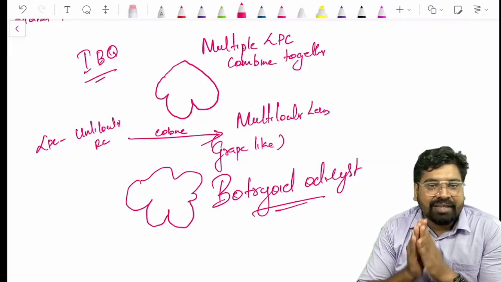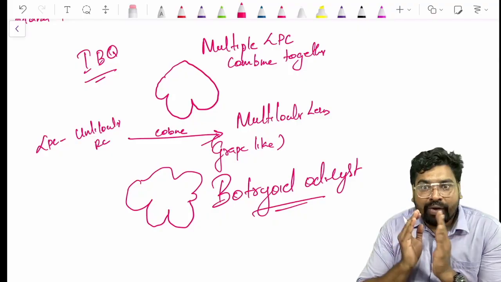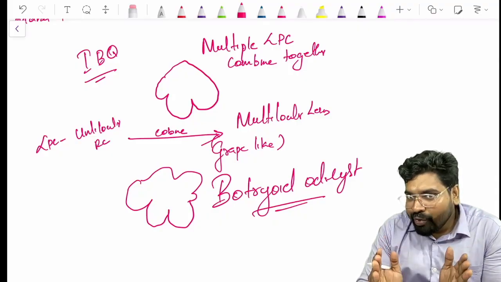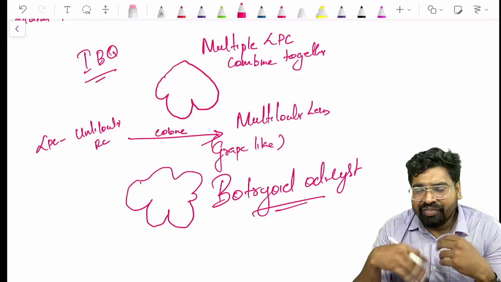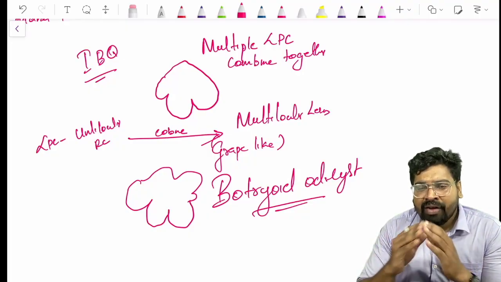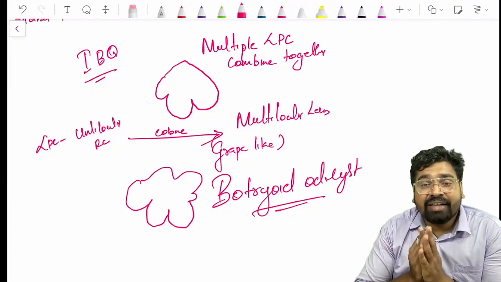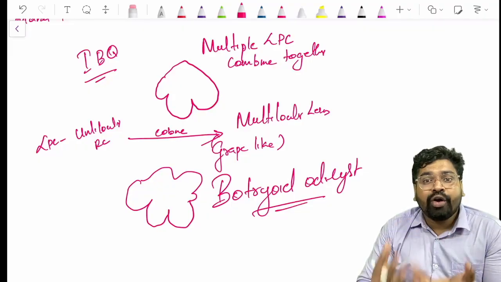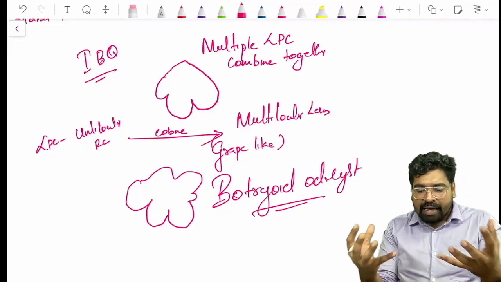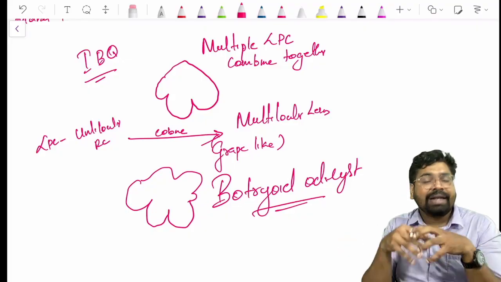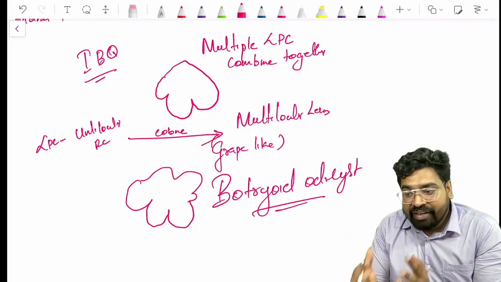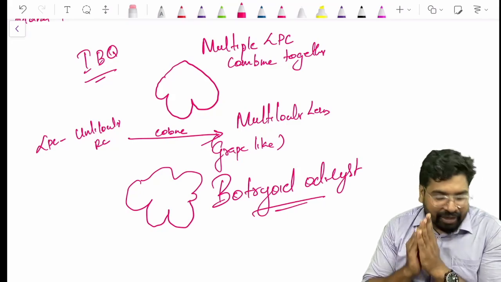So just see whether the radiograph you are seeing is multilocular or unilocular. If it is a lateral periodontal cyst, it is unilocular. When combined together, when it forms multilocular, it is now called botryoid odontogenic cyst. It is looking like a bunch of grapes actually. So multilocularity will signify botryoid odontogenic cyst. So that is one thing.